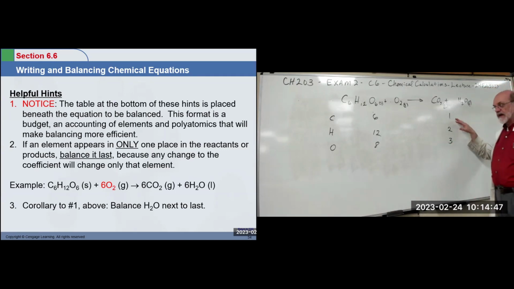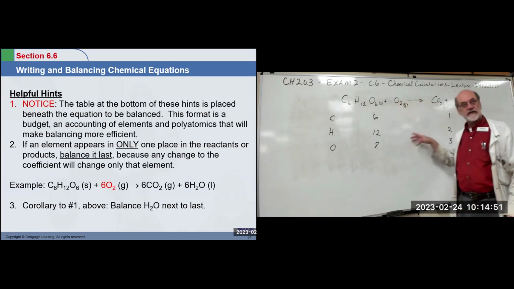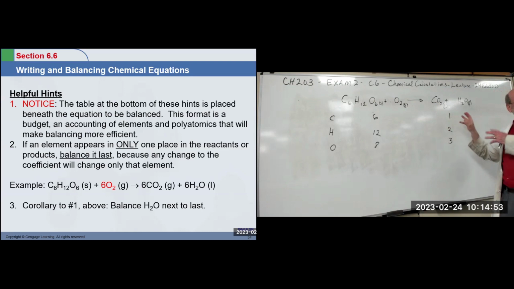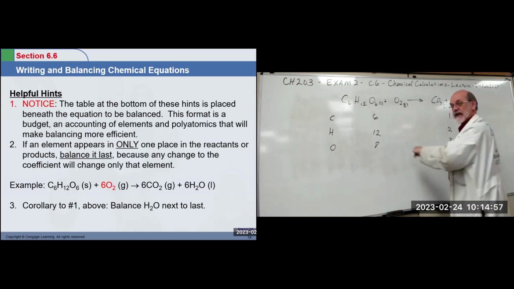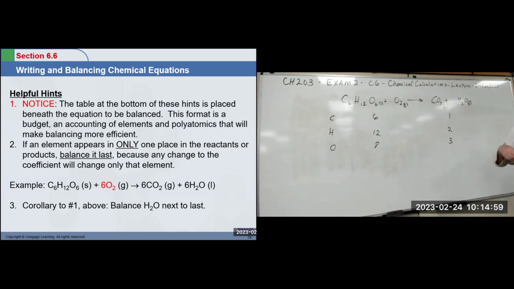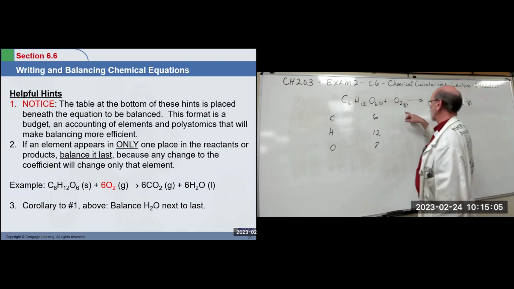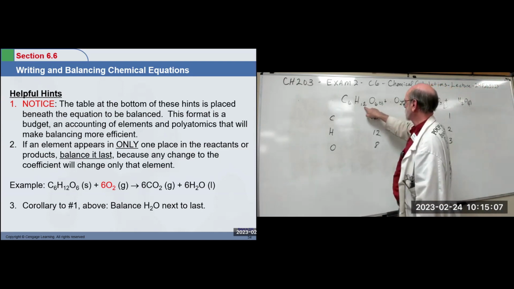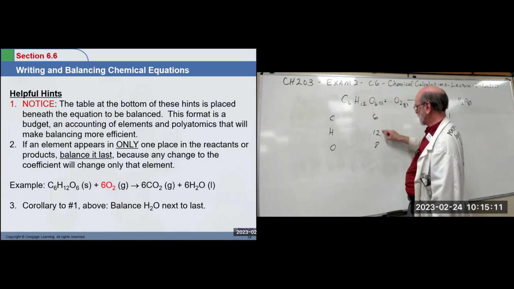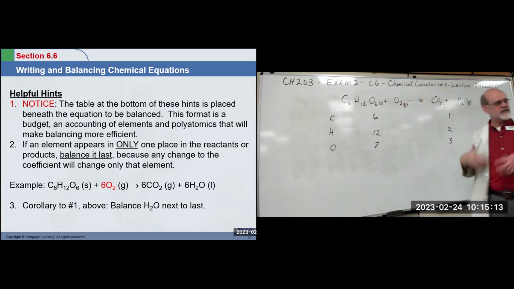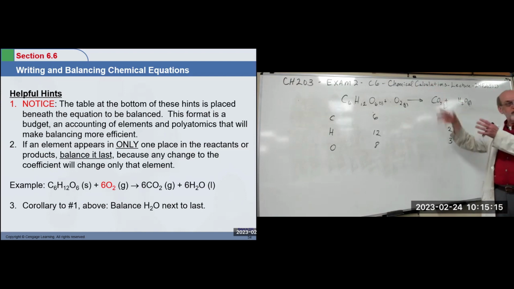Using this budgeting method, as we add coefficients, we'll change these values to reflect the changes. And that way you can see instantly whether you have the same number on each side. It keeps track of them for you. Sometimes I go through and add them up and say, okay, 2, 8, 12, that's 26, just to check myself, to see if I accounted for everybody.